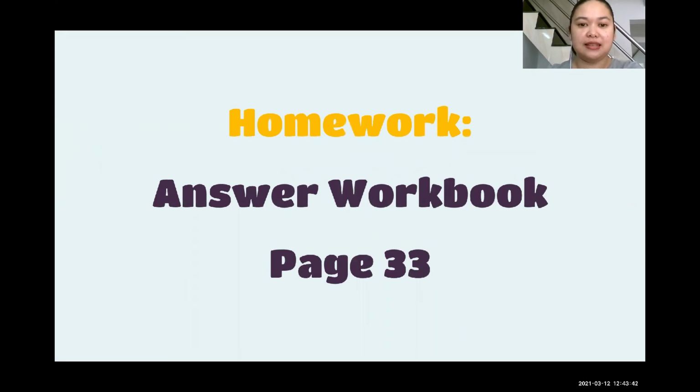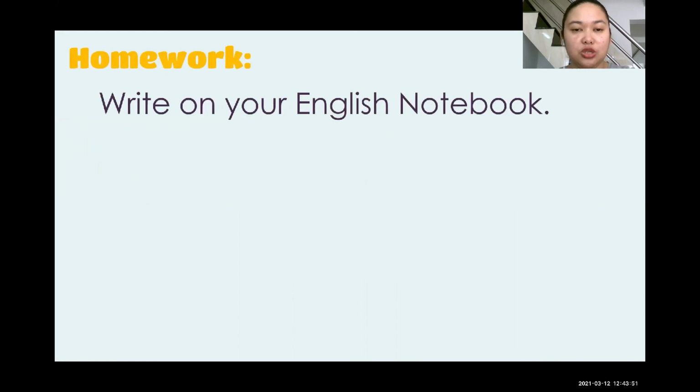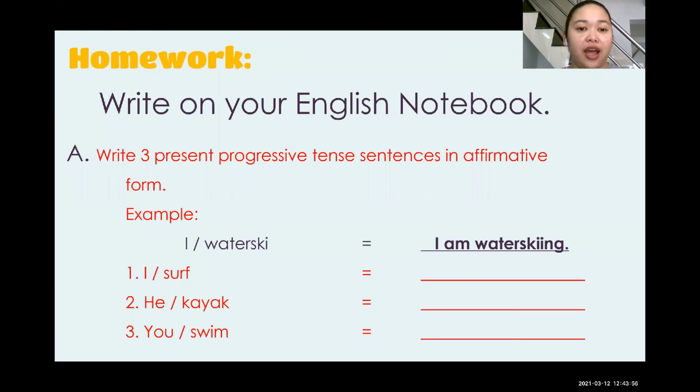Now, for our homework for this lesson, you need to answer your workbook page 33. And not only that, you need to get also your English notebook and write this one. Write letter A, write 3 present progressive tense sentences in affirmative form. For example, we have here the pronoun I and the verb water ski. You need to write the sentence in affirmative form. I, and then don't forget the verb to be, am water skiing. Water ski is the verb. And then you need to add the ing. So make sure that the verb is in the ing form. So you answer number 1, number 2, and number 3.